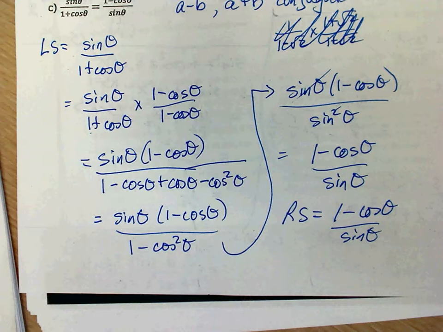Excuse me, isn't 1 minus cos theta sin theta? Or am I off? No, it's 1 minus cos squared theta. That's what I asked.